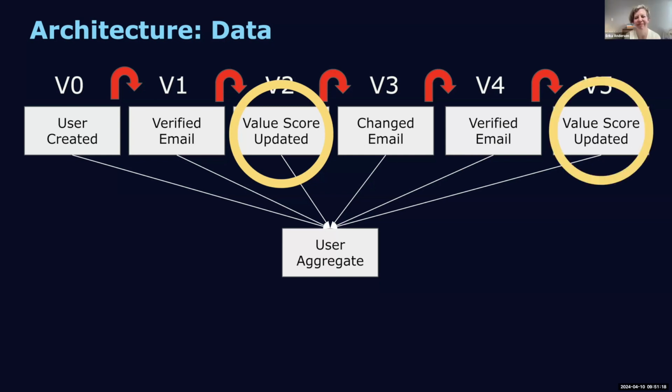And so when we do reinterpret a value score, not only would we reinterpret it at version 2, but we would also reinterpret it at version 5 with the same update. And so it's a really cool technique that's going to allow us to have high data integrity, I would say.